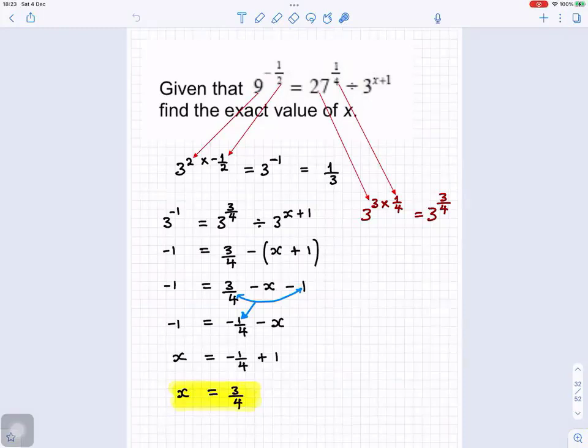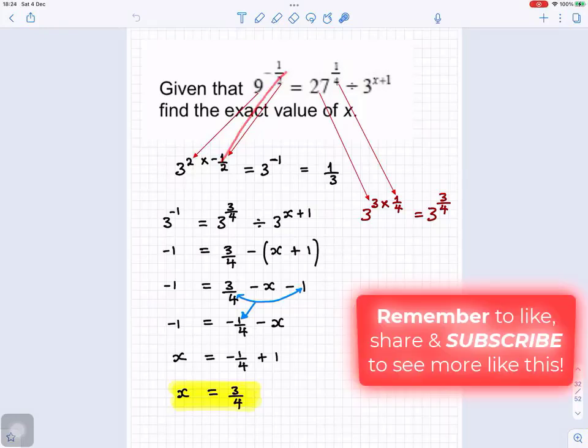So we want to change all of them to the base 3. You can see there 9, 27, 3. We want to make all of them 3. This one is already 3. So 9 is the same as 3 times 3, or 3 squared. And the minus a half stays the same. So 2 times minus a half will give you minus 1. So it gives you 1 over 3, or 3 to the minus 1.